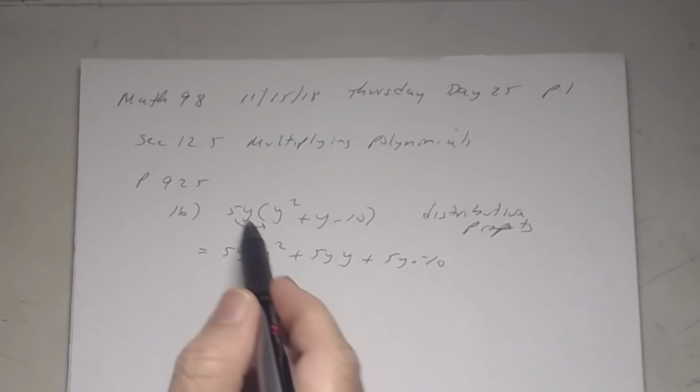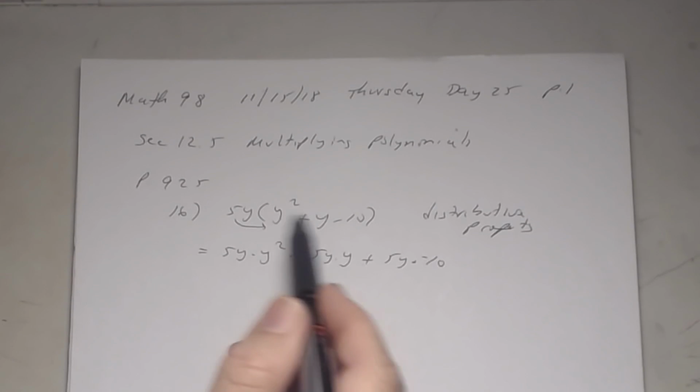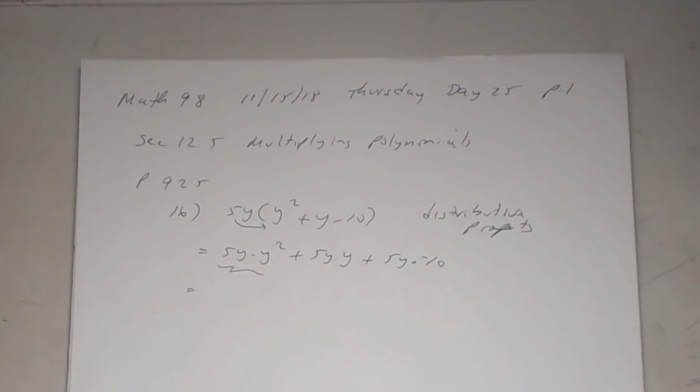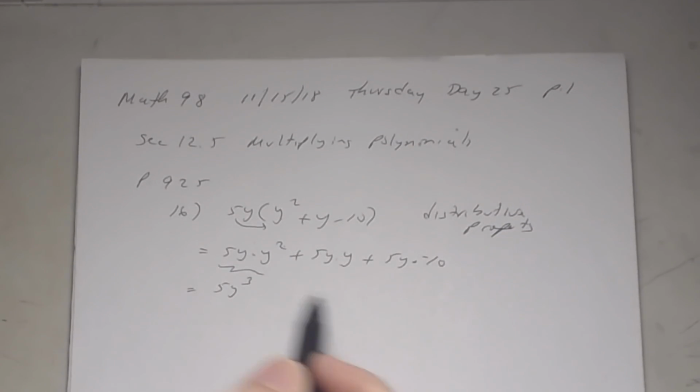But many students, they'll just go from here, because it's not that difficult to go from here to the answer. So what's 5y times y squared? Remember, you multiply like bases, you add exponents. So I am using the product rule here. 5y to what power? The third. 5y to the third. Because 1 plus 2 is 3.